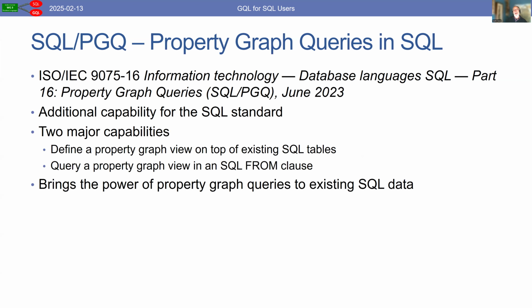Which is why the Standards Committee, SC32 WG3, also added a new part to the SQL standard, something called SQL PGQ. And this part was published in June of 2023. So this adds two major capabilities to the SQL standard. One is the ability to define a property graph view on top of existing SQL tables. And the second is to query a property graph view in an SQL from clause. So this brings the power of property graph queries to existing SQL data.